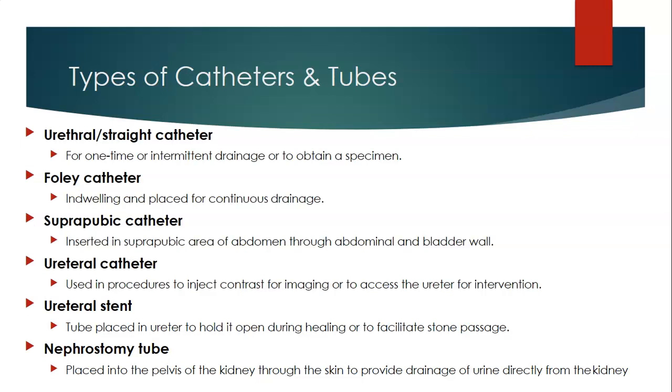Finally, a nephrostomy tube. This is going to be placed into the pelvis of the kidney through the skin in order to provide drainage of urine directly from the kidney. You will see these in somebody's back in the flank area. And they're really cool. I think probably not so great to have one, but I think they're neat. And again, this will go into an external collection bag, usually much smaller than a Foley catheter bag or something like that.